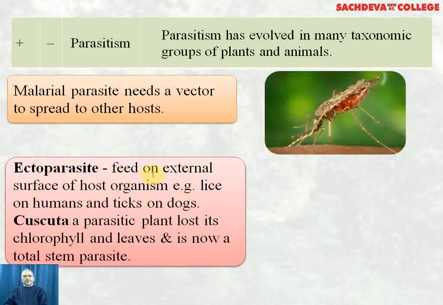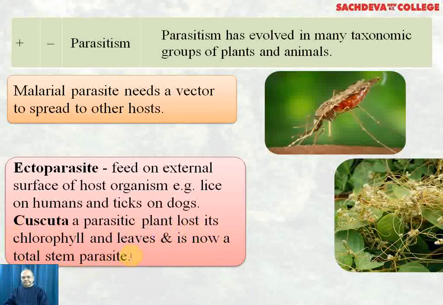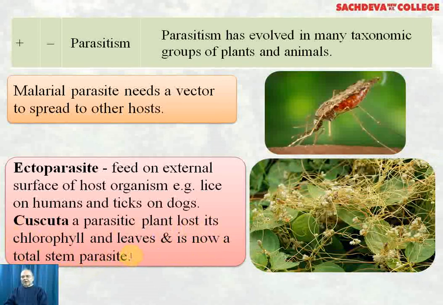Ectoparasites feed on the external surface of the host organism, for example lice on humans and ticks on dogs. Cuscuta, which is a total stem parasite, has lost its chlorophyll and leaves. You can see Cuscuta affecting the plant.